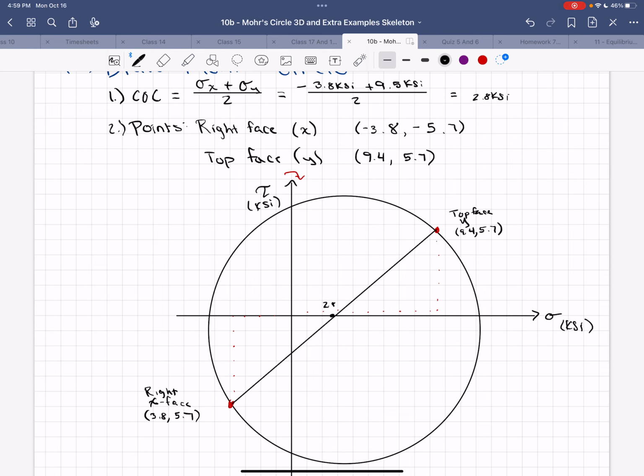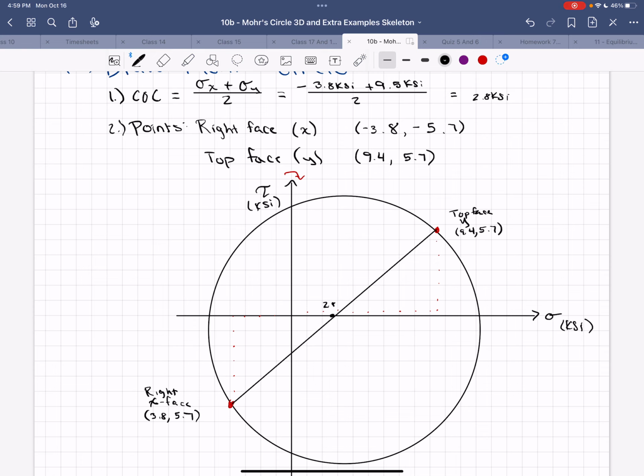Now we need to determine the principal stresses and the max in-plane shear. Okay, so we know where the principal stresses are. This is our sigma max. Shear stress is 0. This is our second principal stress, sigma min. Shear stress is 0. But we actually have to calculate what those values are. So to do that, and we're also supposed to calculate the max in-plane shear stress. We know how to do that. Really easy, because that's the radius. So let's do that first.